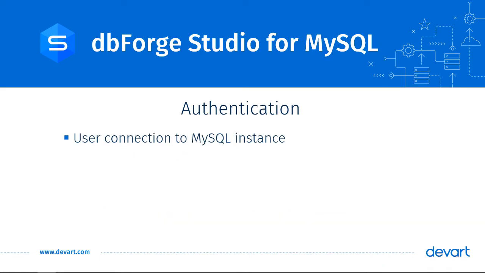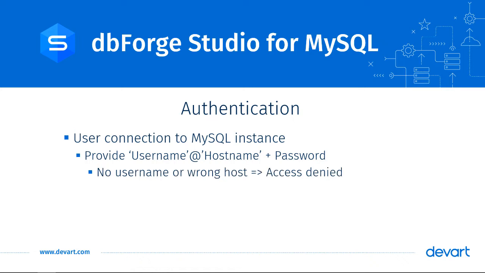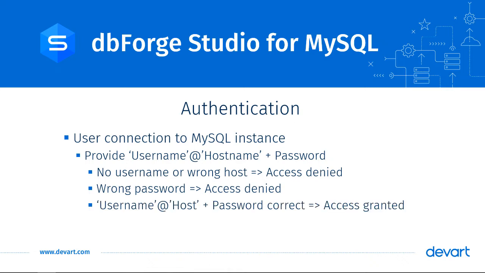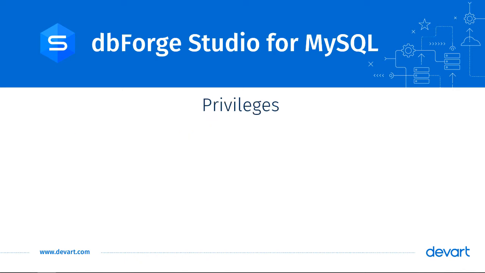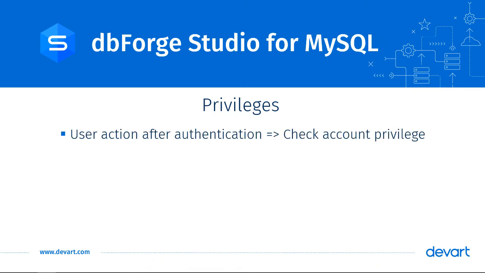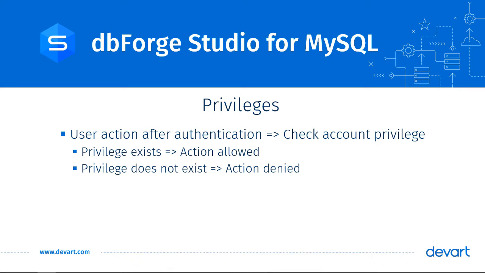When a user tries to connect to a MySQL instance, the user specifies the username, including the host address, and a password. If MySQL can't find the username and its host name, the connection is refused. If the username and its host name exist but the password is incorrect, the connection is also refused. If the username and the password are correct, MySQL allows the connection. After the user connects and tries to perform any action, MySQL checks the account's privileges. If the user has the required privilege, the action is successful. Otherwise, an error is returned.